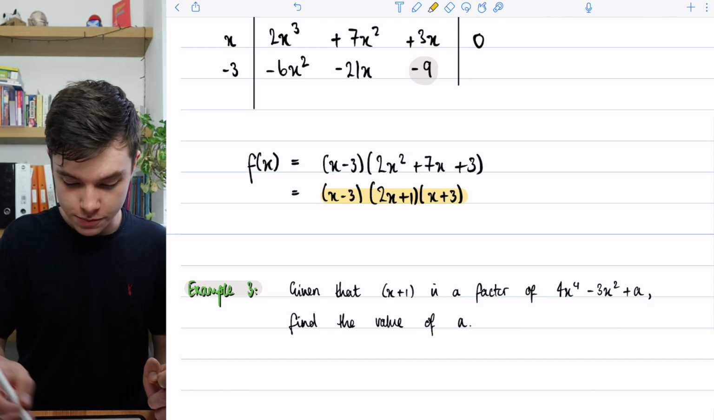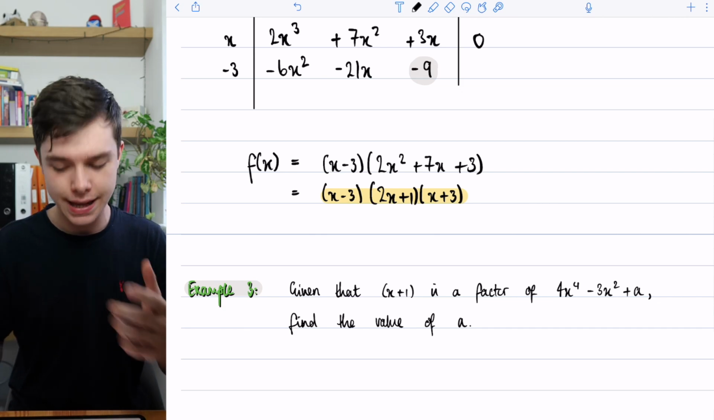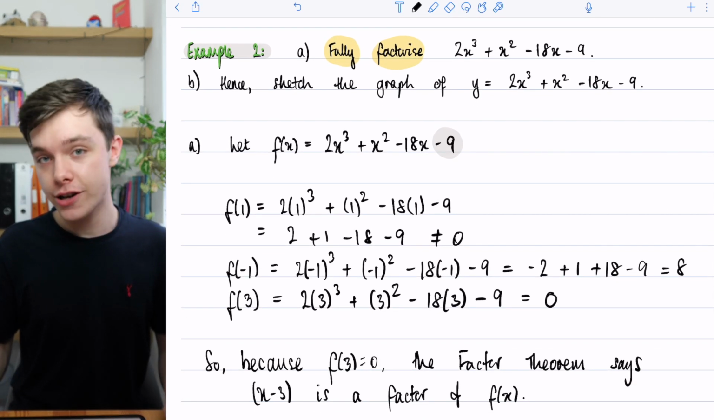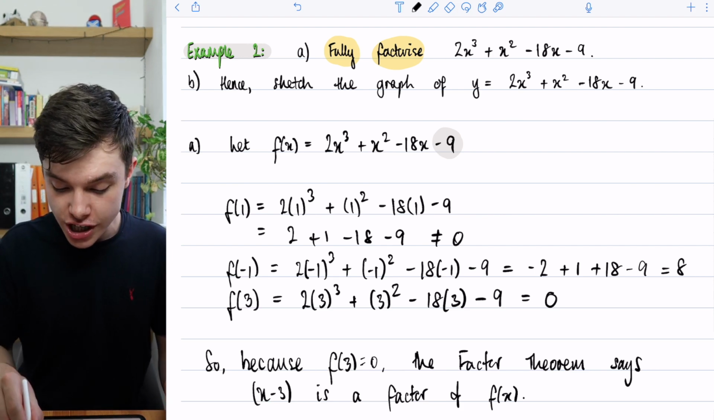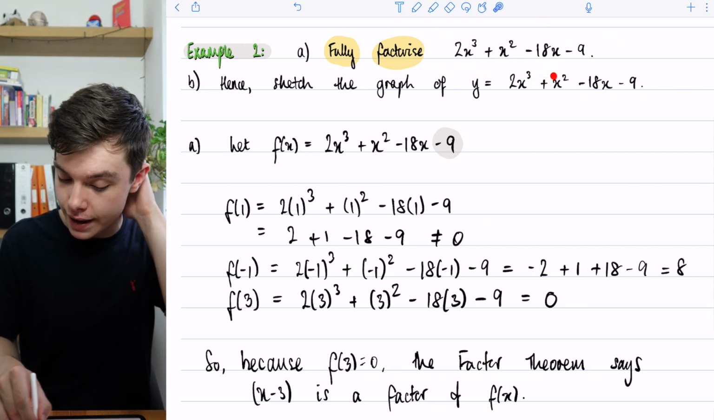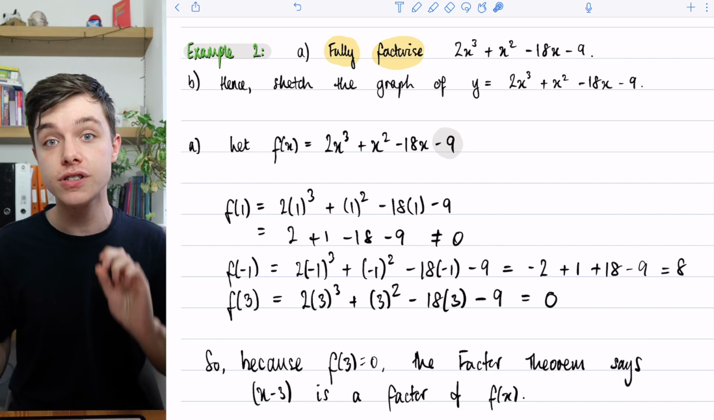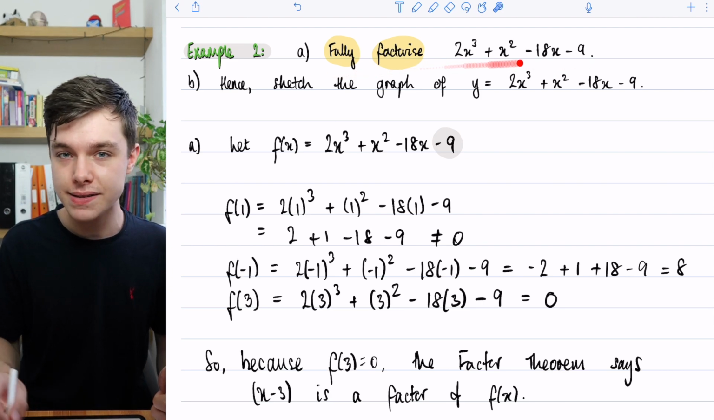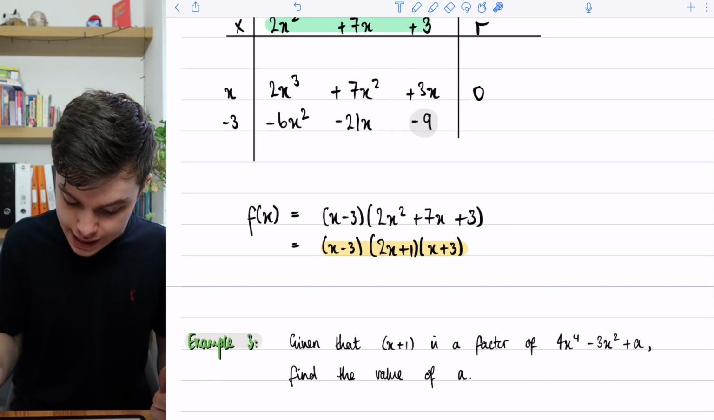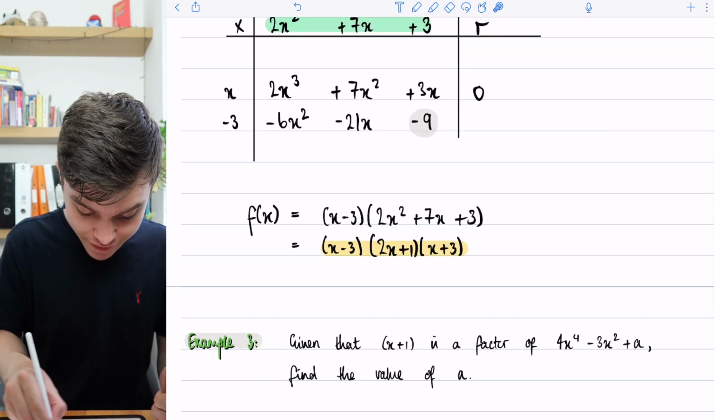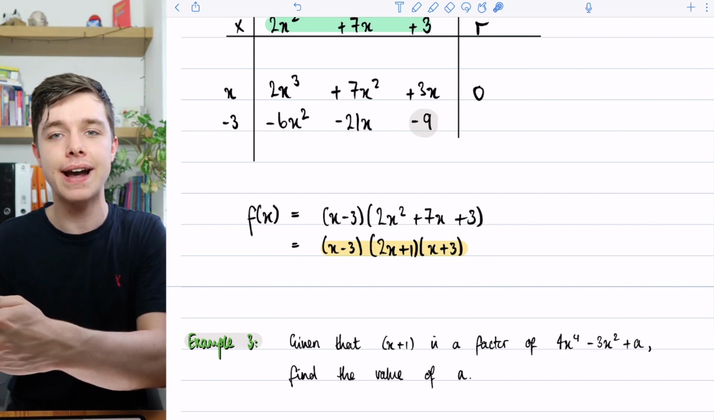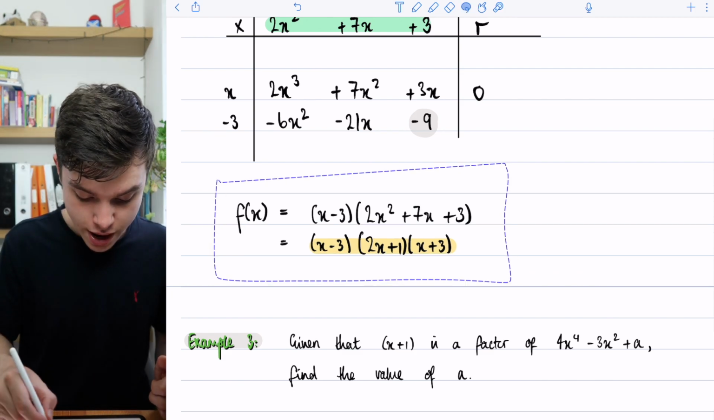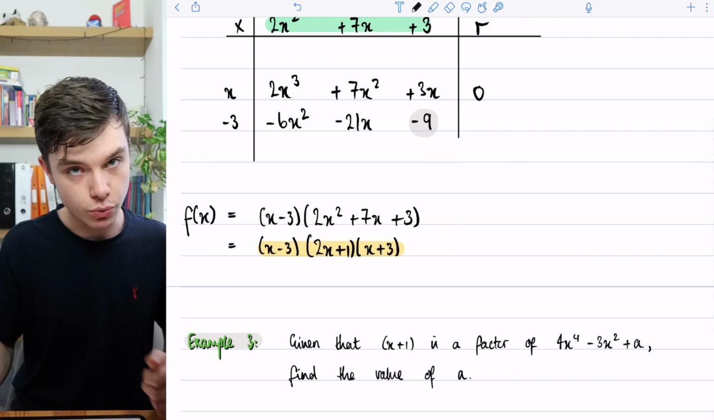Hopefully that makes some sense, and it's not too tricky once you get into the process. Part B says, hence sketch the graph. So we are sketching the graph of this cubic. Now this cubic we have just fully factorised, and it says hence, so we want to use our answer to part A. So we want to sketch this f of x here. It's exactly the same f of x as in part A, but it's factorised, okay? So all we can do is use our knowledge on roots, okay?